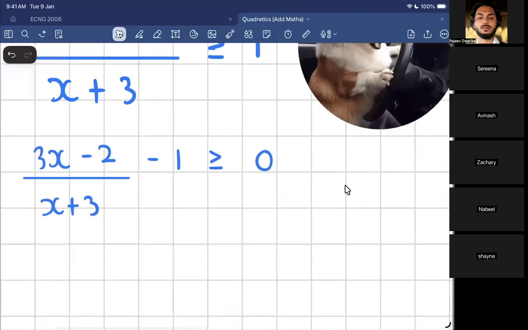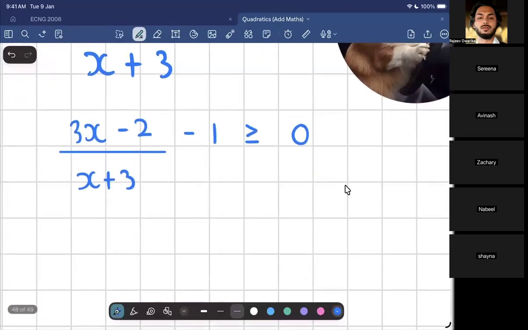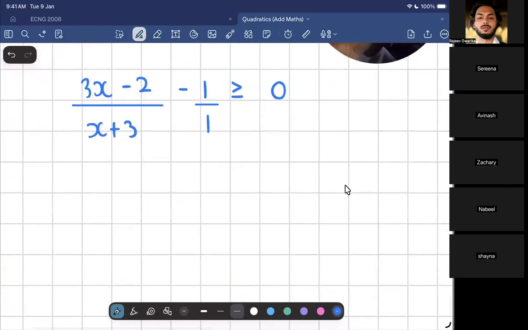Okay. So over here you have 3x minus 2 over x plus 3 minus 1. Would I confuse you if I wrote 1 as 1 over 1? Okay with that. All right. So we should probably find the LCM here now. What do you think the LCM between x plus 3 and 1 would be?